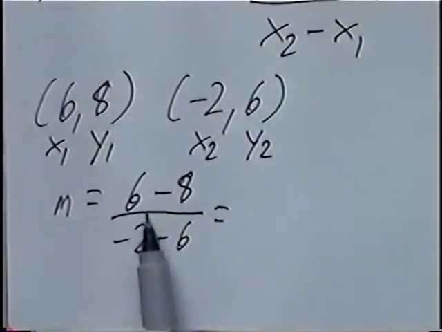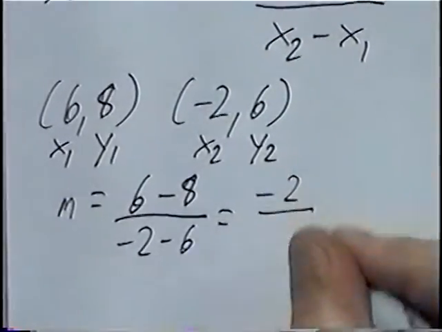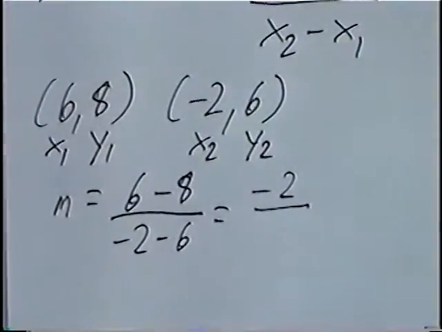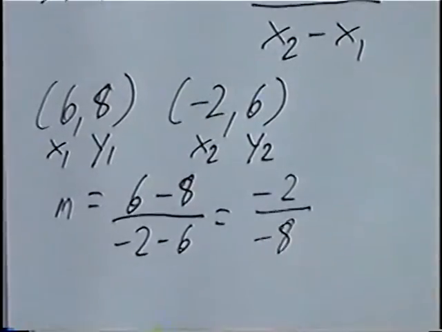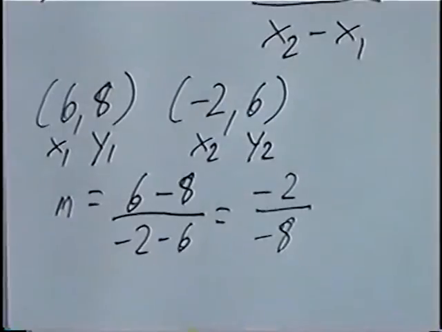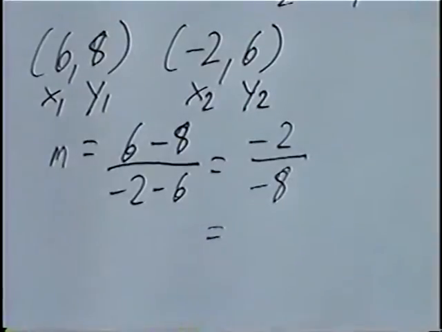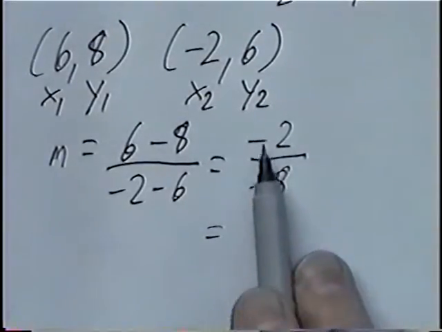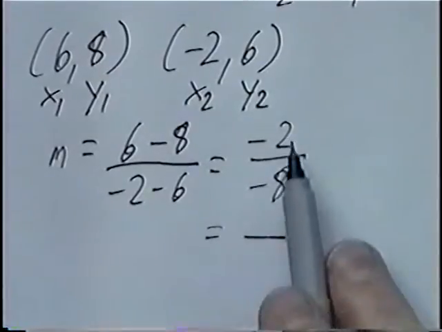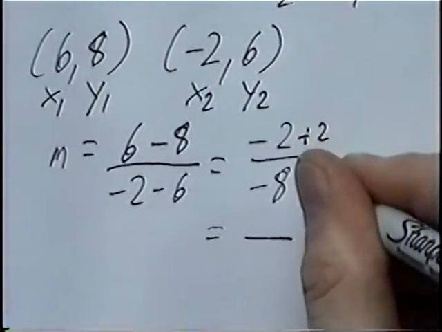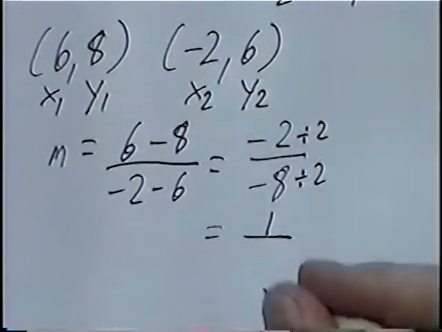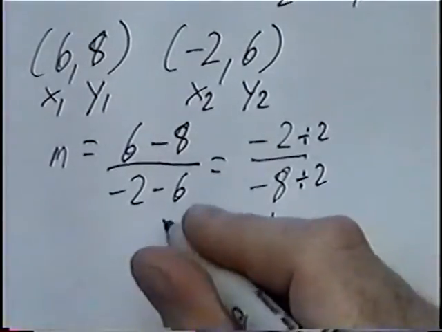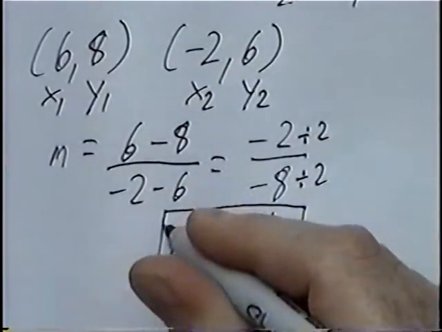This will equal 6 minus 8 will be negative 2, and negative 2 minus 6. If you have these same signs, we'll add those together, keep the sign, which will be negative 8. Reducing and simplifying, negative 2 divided by negative 8. The two negatives will cancel, become positive, and 2 over 8, we can divide each of these by 2. 2 divided by 2 would be 1, 8 divided by 2 would be 4, so m equals the slope 1 over 4.